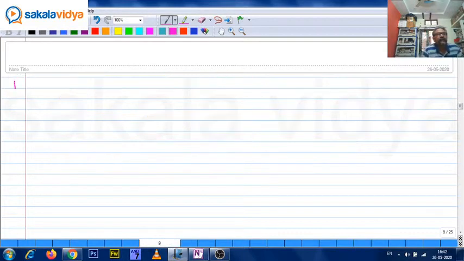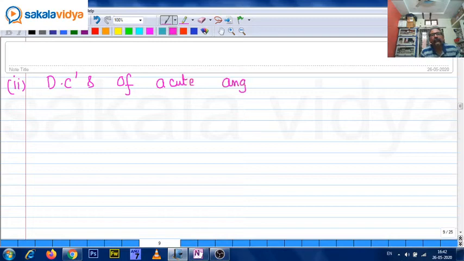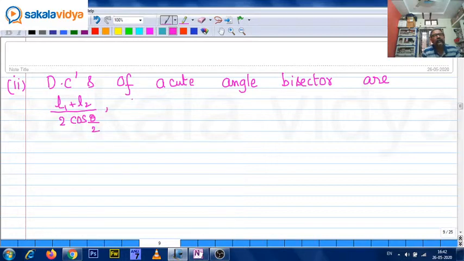Second point under sixth, direction cosines of acute angle bisector are L1 plus L2 upon 2 cos of theta by 2, where theta is the angle between the lines, acute angle, M1 plus M2 by 2 cos theta by 2, N1 plus N2 upon 2 cos theta by 2.